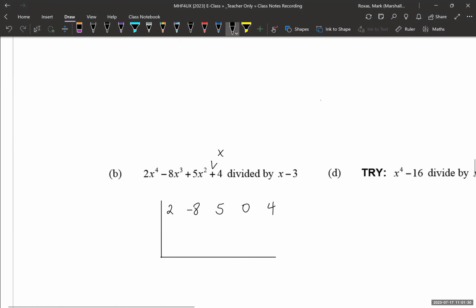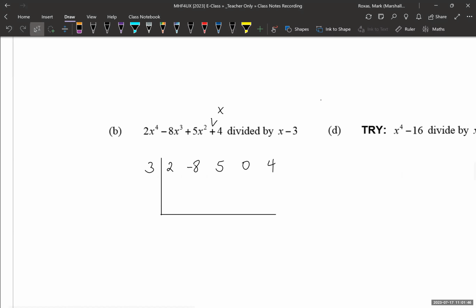We're missing no terms there. Here we have 2x to the 4, x cubed, x squared. I need an x term, so I have to put in a 0 for that, and then a constant term 4 at the end. We're dividing by x minus 3, so here on my side, I'm going to put a 3. Okay, and that's step 1, writing out all those numbers.